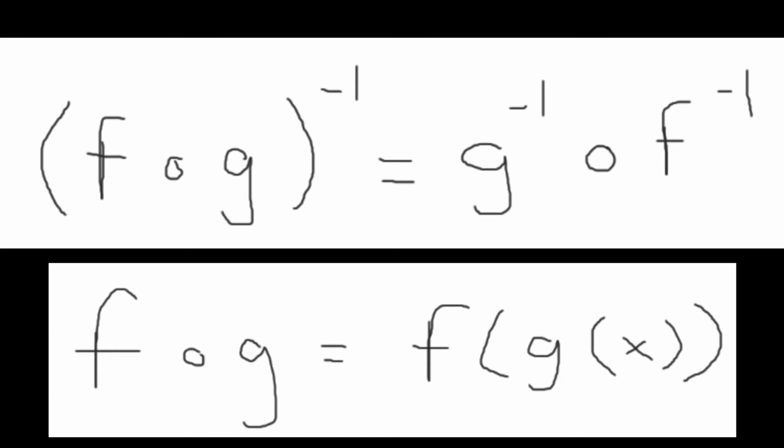In this video, I'll be going over question 18, which says, let f and g be permutations on A. Prove that the inverse of f of g equals inverse g of inverse f. To clarify, f of g means the function f of the function g of x.